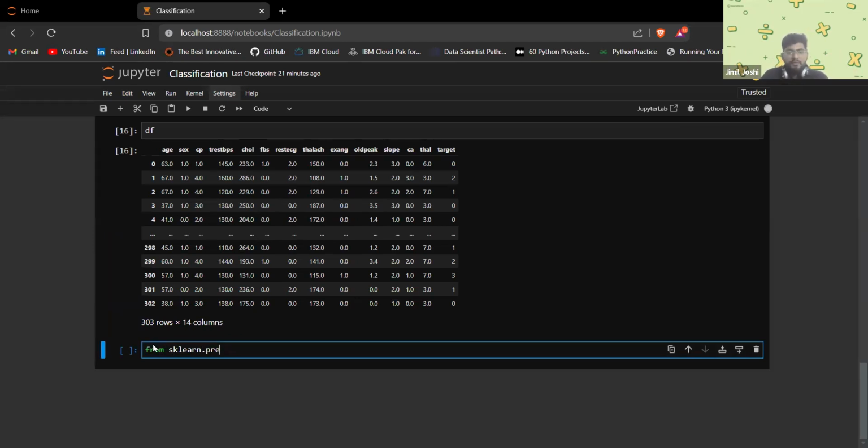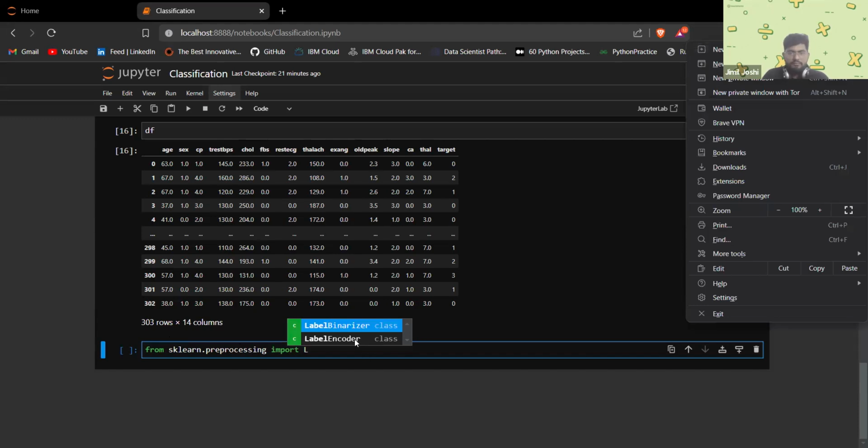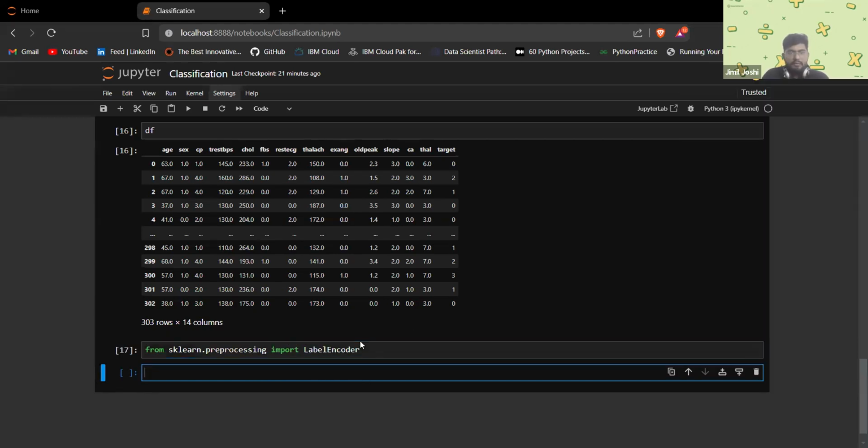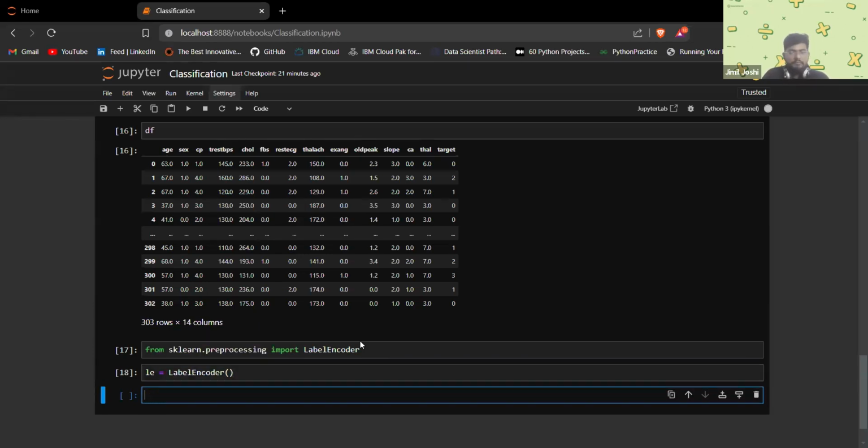Okay, so from sklearn.preprocessing, not command, import LabelEncoder. Okay, we can define the label encoder over here, and then we can apply it on both of the columns.